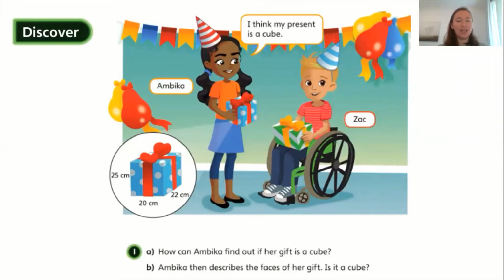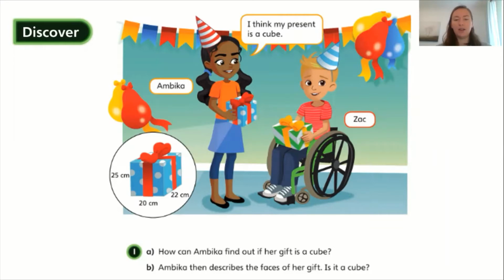Okay, so here we've got the question. It says, how can Ambika find out if her gift is a cube? And part B says, Ambika then describes the faces of her gift. Is it a cube? So have a think, what do you know about cubes? What is special about them and what do all cubes have? Think about the faces, how many of them there are, the shape of them. And then have a go at describing that so that Ambika will know whether her present is a cube or not.